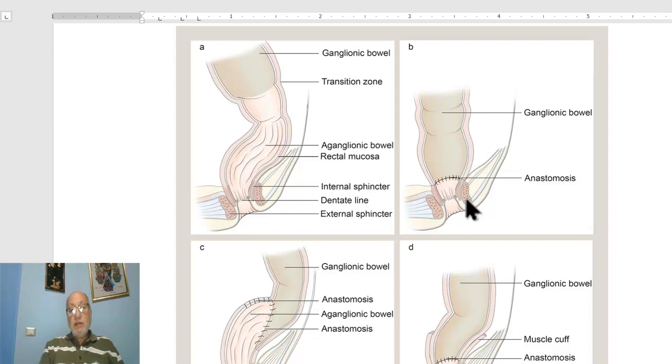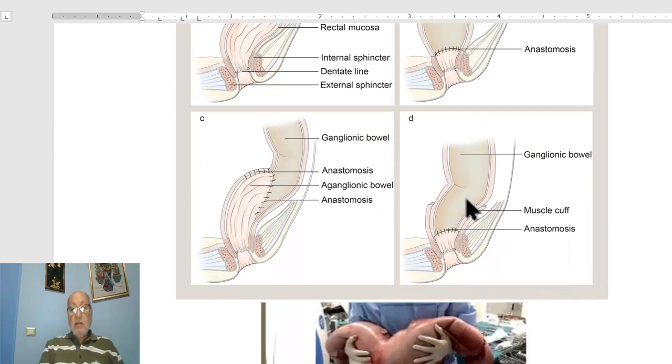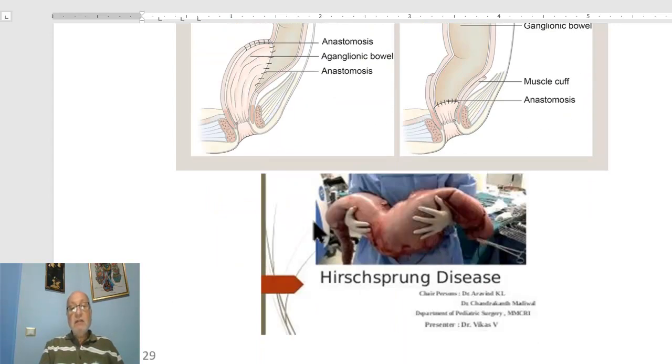This is Swenson operation. This anastomosis is inside the muscle cuff. This is Soave operation. This is anastomosis of the normal bowel with the posterior aspect of the rectum. This is Duhamel. And finally, for fun, this is the excised bowel segment after Hirschsprung disease.